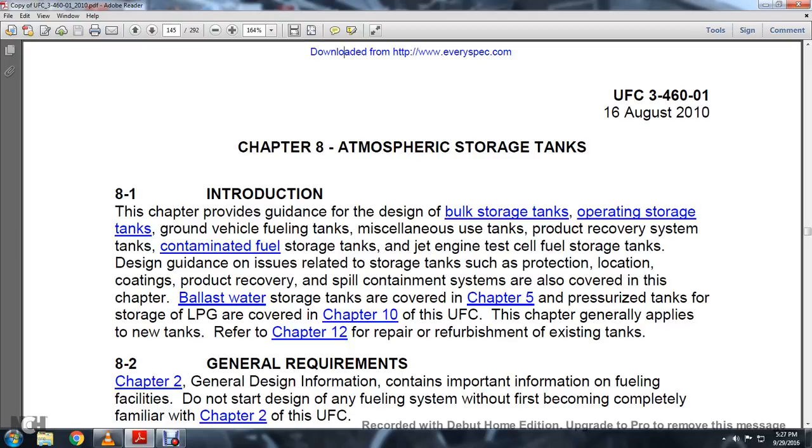Ballast water storage tanks are covered in Chapter 5. Pressurized tanks for the storage of liquid petroleum gases are covered in Chapter 10 of the UFC. This chapter generally applies to new tanks. Refer to Chapter 12 for the repair and refurbishing of existing tanks.